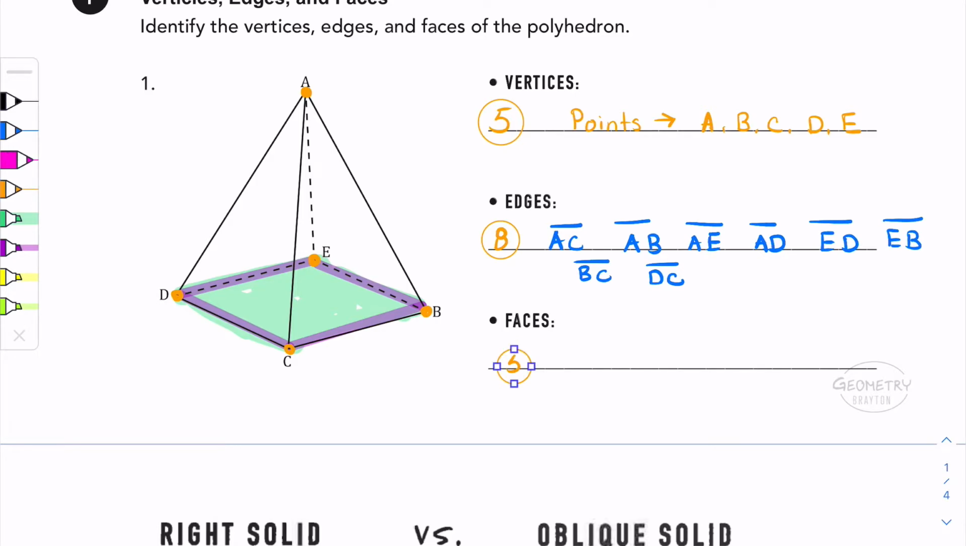If I label them, starting with this face, that would be a triangle, triangle ADC. Now looking at this face, that's triangle ABC. Over here we have another face, triangle ABE. We have this triangle ADE. And we have this base that's already highlighted in purple, which I'm going to label as a quadrilateral because it's 4-sided. So quadrilateral BCDE. And that's labeling all of the faces.